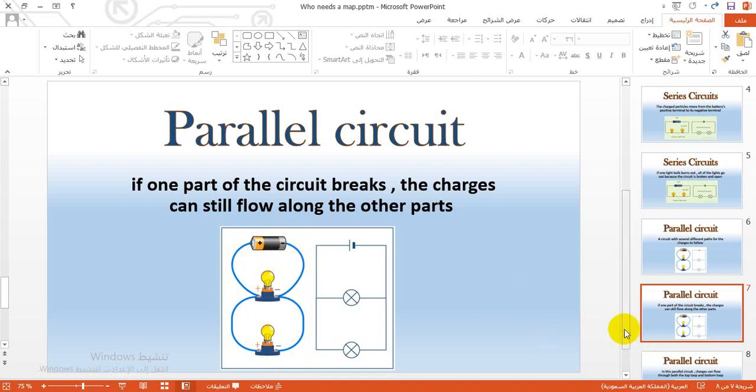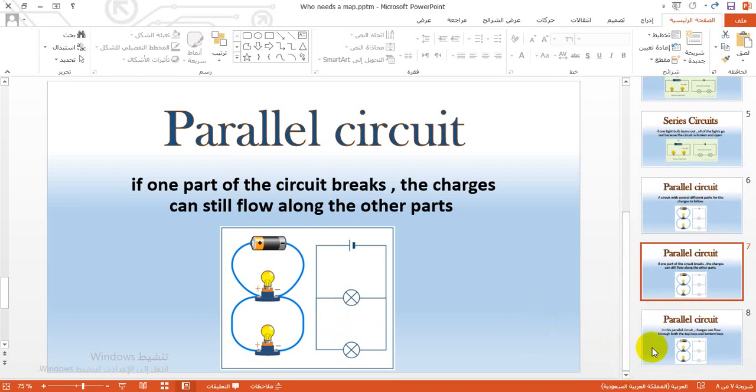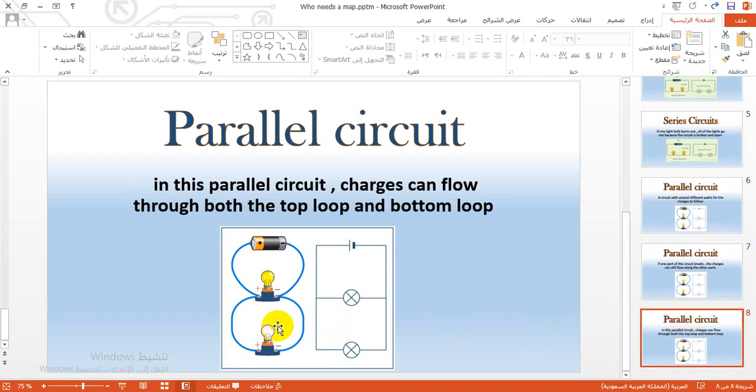Let's complete and go to the next one. Okay, in this parallel circuit, charges can flow through both the top loop, this is one, and the bottom loop, okay, this is one, the down one, the bottom loop. Okay guys.